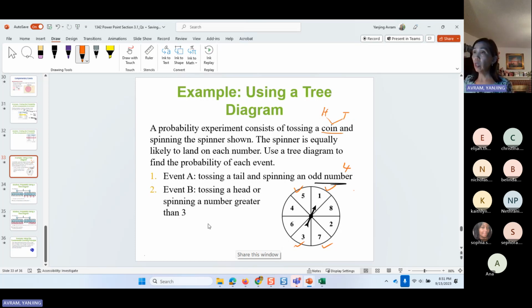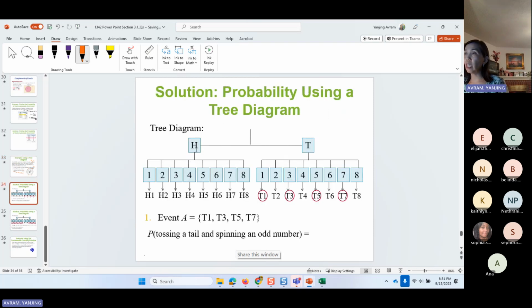So what is greater than 3? Greater than 3 means 4, 5, 6, 7, and 8. This is from 1 to 8, so greater than 3 does not include 3. Now you can draw a tree diagram. This is a head and a tail right here. You have a head, you have a tail, and each one combines with 8 numbers.